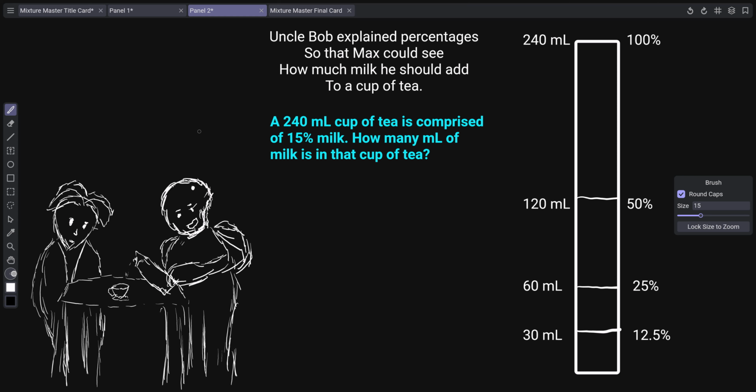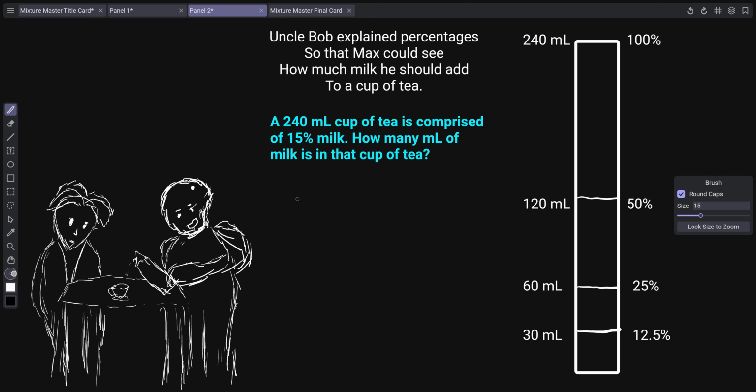And towards the right here, you can see that I've created a visual representation of what a lot of these percentages would look like. Again, it might not be drawn perfectly, but I think it's good enough to help you understand the concept. Now, if you look here, you could see that 60 milliliters would be 25%, 120 milliliters would be 50%, and then the total quantity, 240 milliliters, would be 100%. Now, if we want to get this to work, we need to think about what's going on here, right?